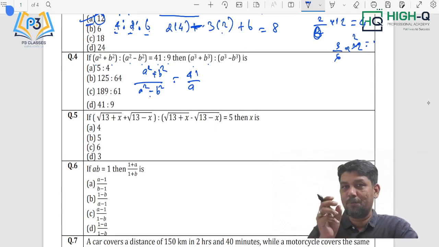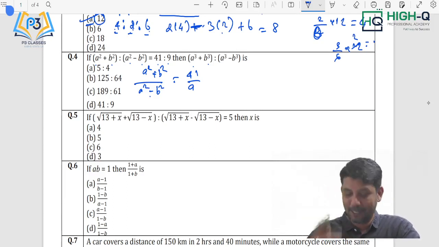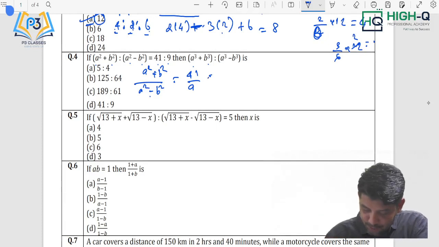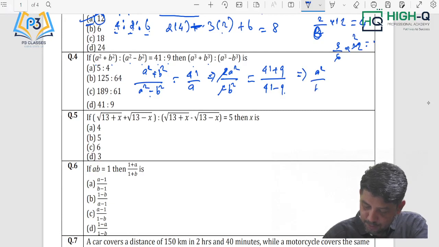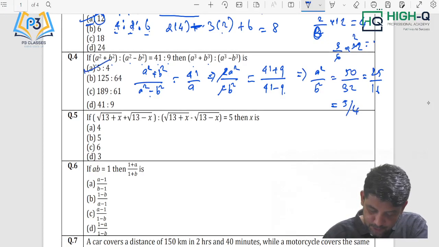When you apply componendo dividendo, the left hand side will be 2 times the first part divided by 2 times the second part. Directly you can make it. So what exactly are you going to get? 2a square by 2b square is equal to (41 plus 9) divided by (41 minus 9). So 2 gets cancelled. Can I say a square by b square is equal to 50 by 32, which is nothing but 25 by 16. Can we say a by b is 5 by 4, my dear?